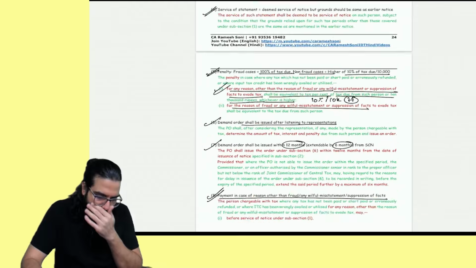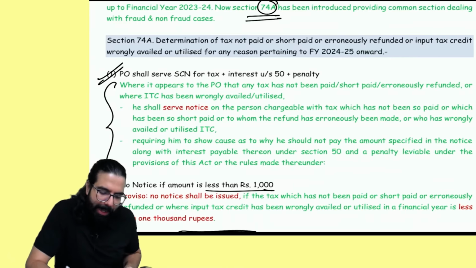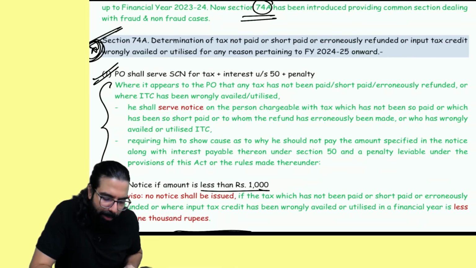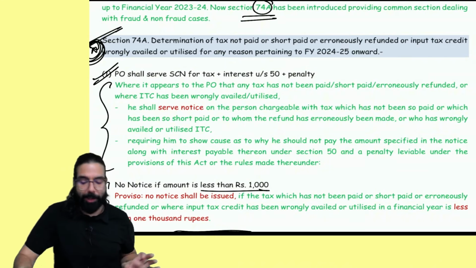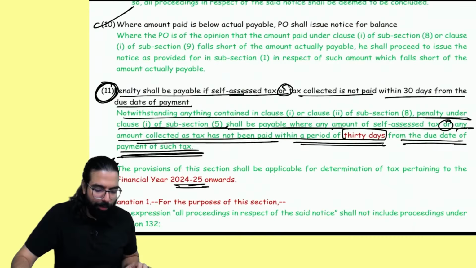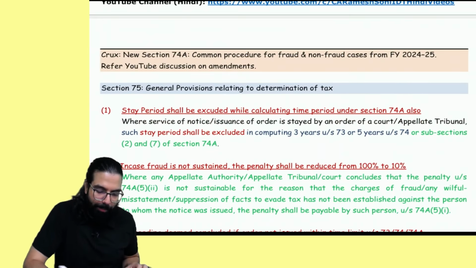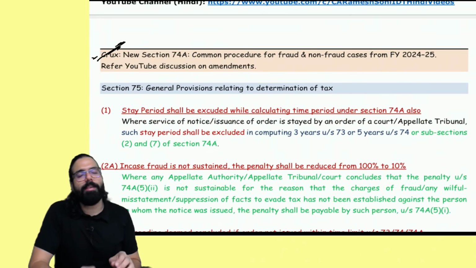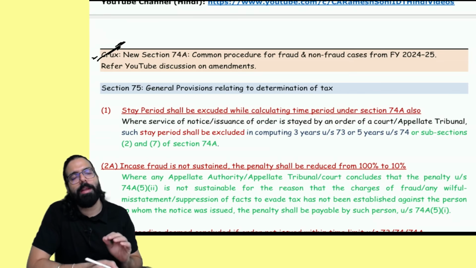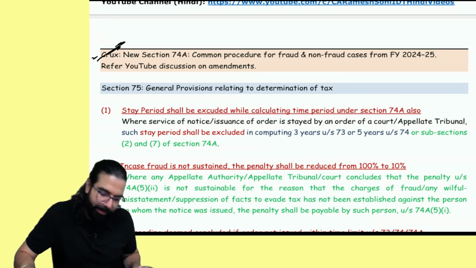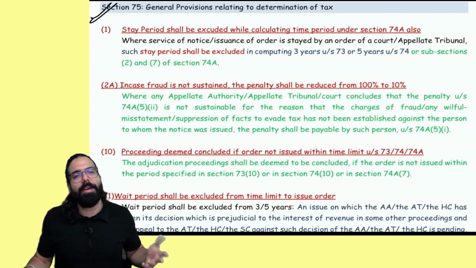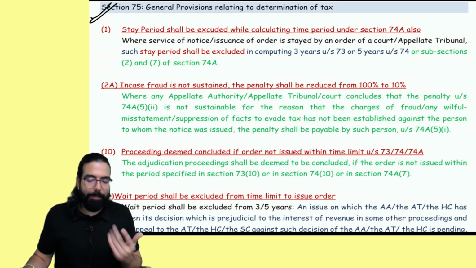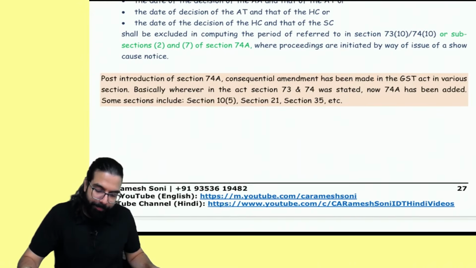People, please come over here. Section 74A, I went ahead and told you. I've told you the summary also. Please read this properly once again, it is very, very important. I've given the summary also. The chart also has been given. New Section 74A, common procedure in case of fraud and non-fraud cases. Done, sir. Section 75 I've already told you. Wherever 73, 74 was there, now they have gone ahead and told 74A. That's all.